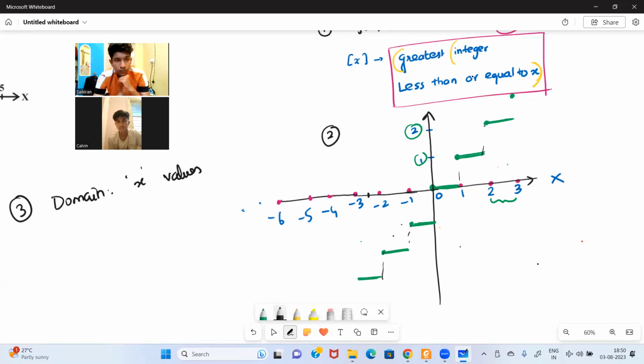Is there any value of x which is not okay? What values can x take? Is there any value of x that it cannot take? No, sir, nothing like that. Nothing like that. So all values can be taken. All values means what is the domain?